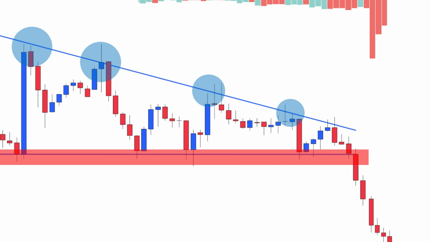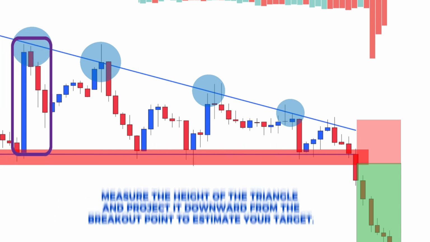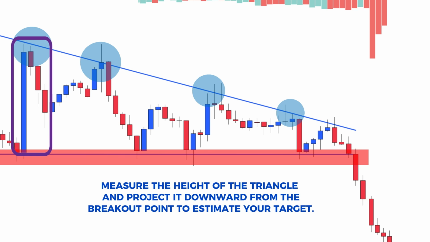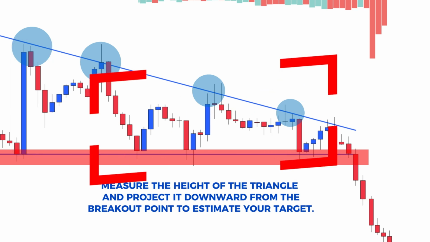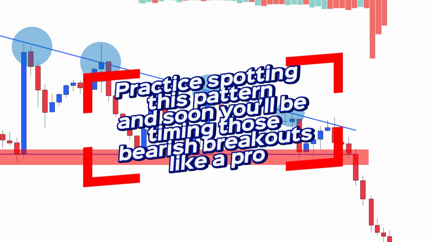1. Enter the trade after the price closes below the support line. 2. Place your stop loss just above the descending trend line for protection. 3. Measure the height of the triangle and project it downward from the breakout point to estimate your target. And that's how you master descending triangles. Practice spotting this pattern, and soon you'll be timing those bearish breakouts like a pro.